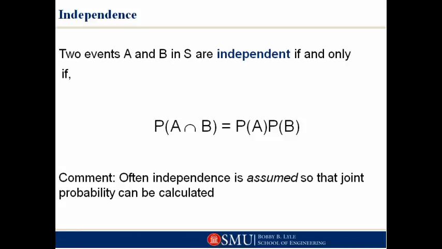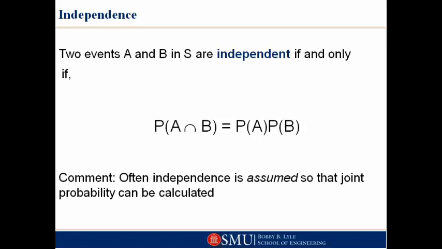Okay, so the first is independence. Two events, A and B in S, are independent if and only if the probability of the intersection, probability of A and B, so remember what intersection is, it's what's common between both events. Events A and B are independent if the probability of A intersection B is equal to the probability of A times the probability of B.